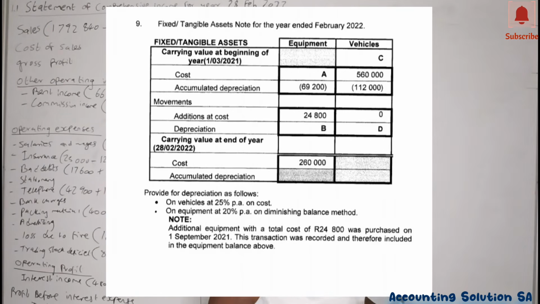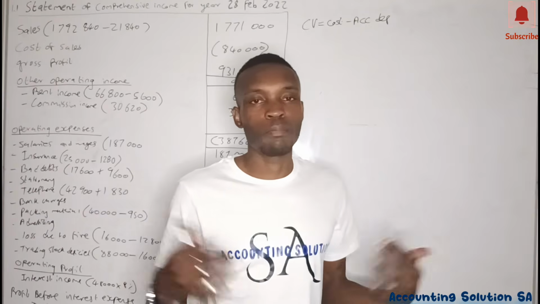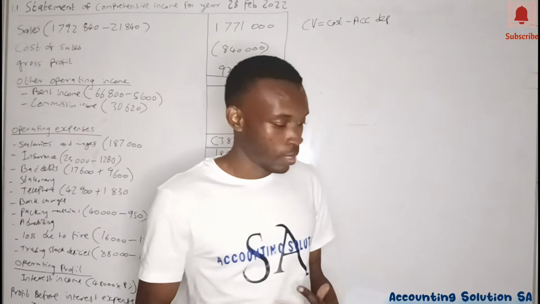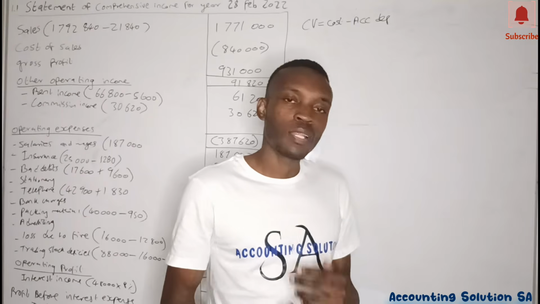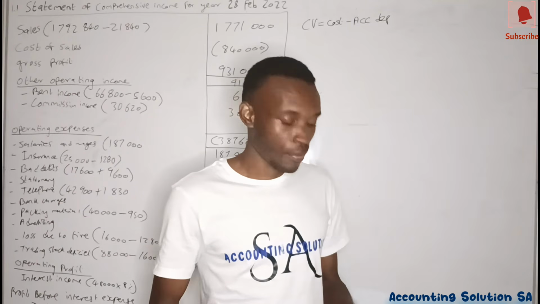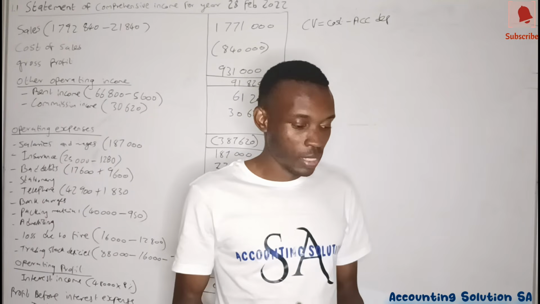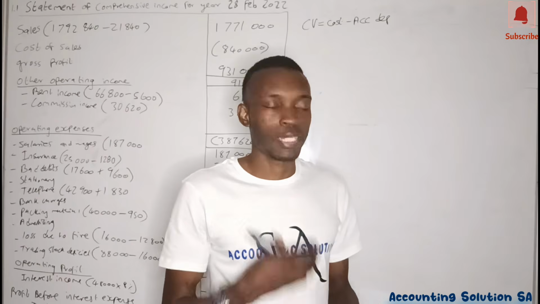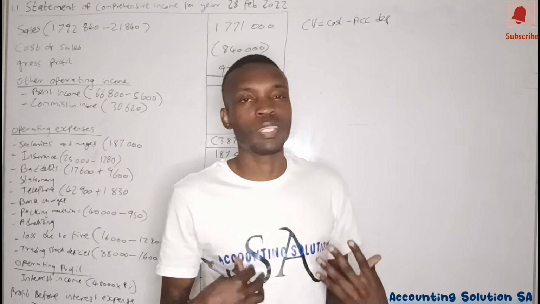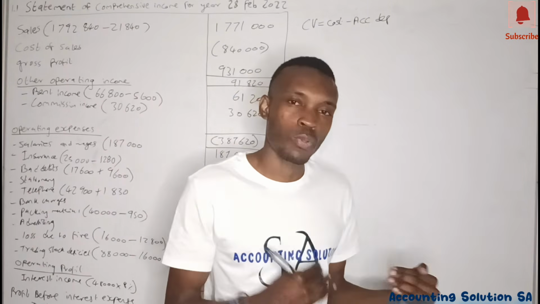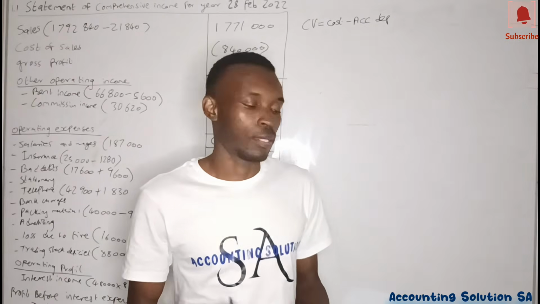For number 1, they give us a carrying value, a cost, then accumulated depreciation for the beginning. Then they give us a movement. A movement is what happened during the year, with additions, what we purchased during the year. Then we also have depreciation, which is a loss that happened during the year. After that, they give us a carrying value, cost, and accumulated depreciation at the end.